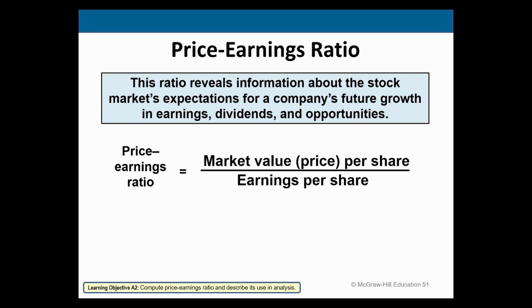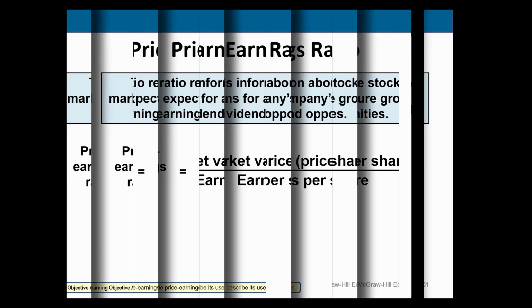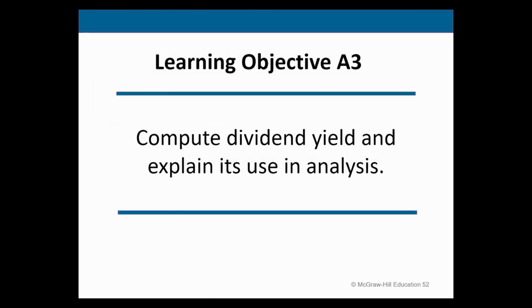Price earnings ratios can differ across companies that have similar earnings because of either higher or lower expectations of future earnings. The price earnings ratio is defined on this slide. So the price earnings ratio is the market value or price per share divided by the earnings per share. And then we'll compute the dividend yield and explain its use and analysis.